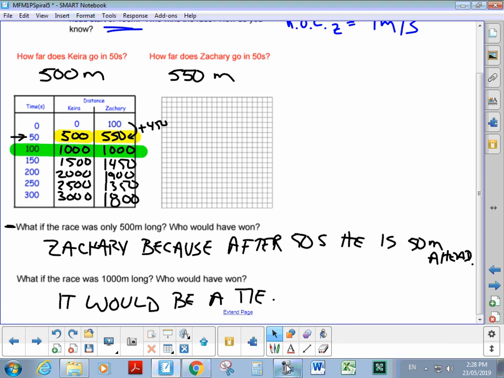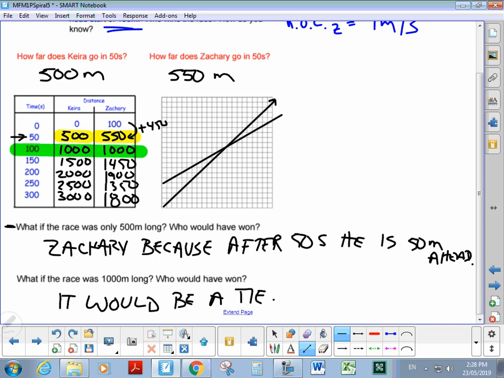Now, if we were to graph this, what would have happened? So Kira started at 0, 0, so she's a direct variation. Okay. Zachary, he started at 0, 100, so he had a starting point, but he was going slower. So if they were going the same speed, the lines would be parallel. If he was faster, it'd be steeper, but he's going slower.